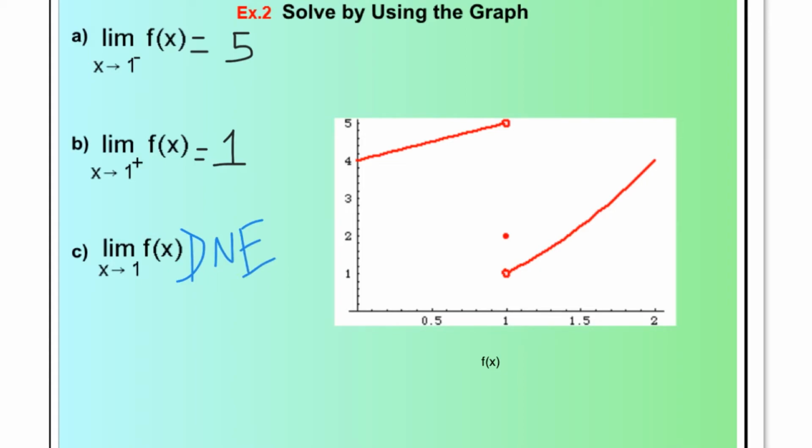The limit as x approaches 1 of this particular graph does not exist because the limit from the left side and the right side are different. The left-hand limit does not equal the right-hand limit.